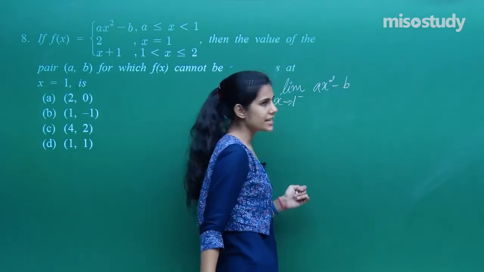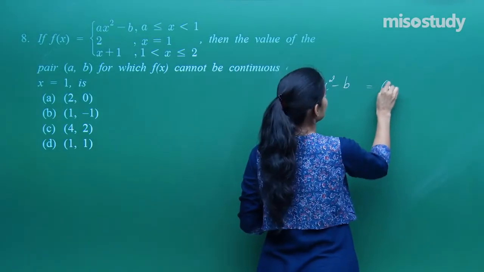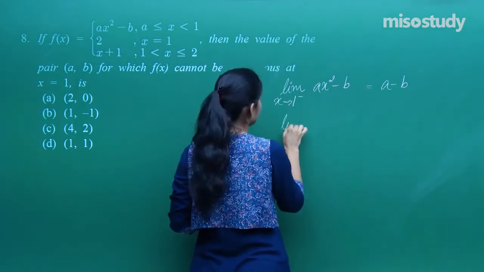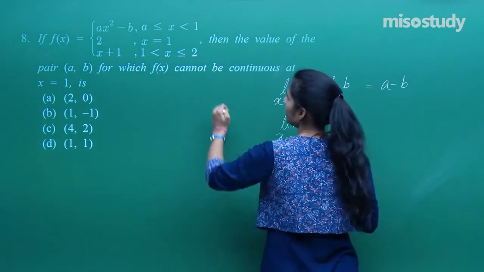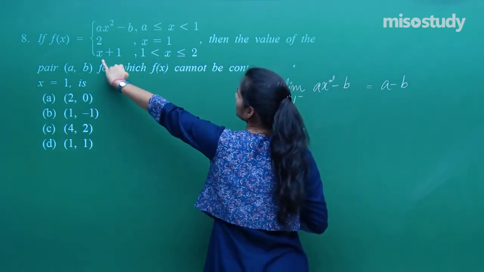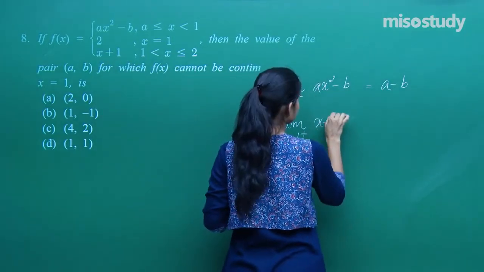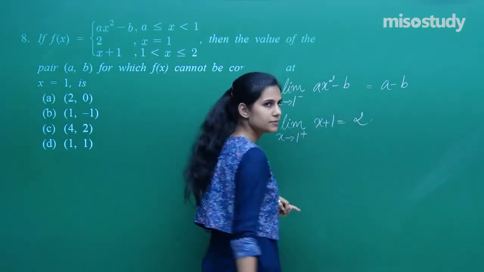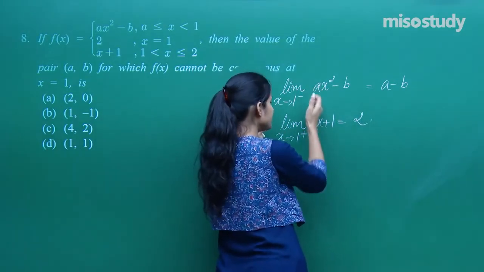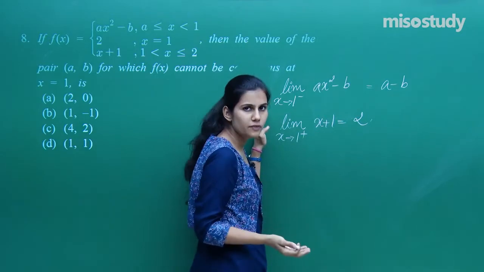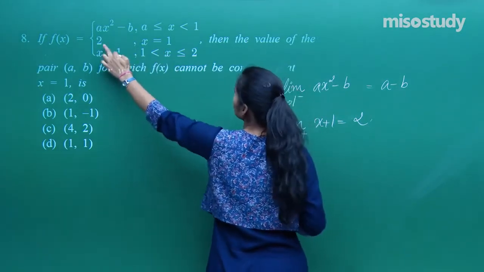It's a polynomial, so x equals 1 gives you what? a minus b. And limit x tends to 1 from the positive side: this is x plus 1, so it is 2. My function will be continuous at x equals 1 if the left hand limit is equal to the right hand limit, which is equal to the value of the function at 1. That is already given to be 2.